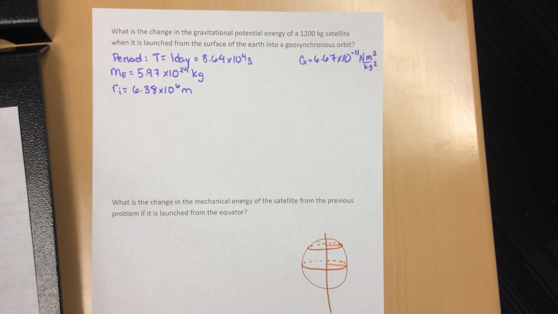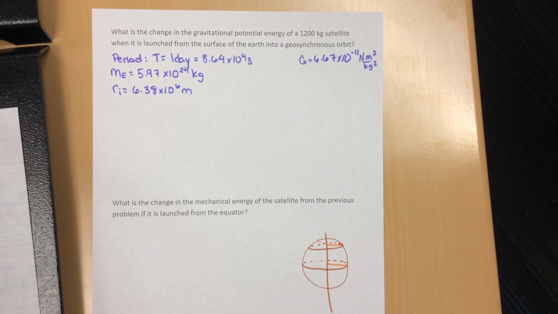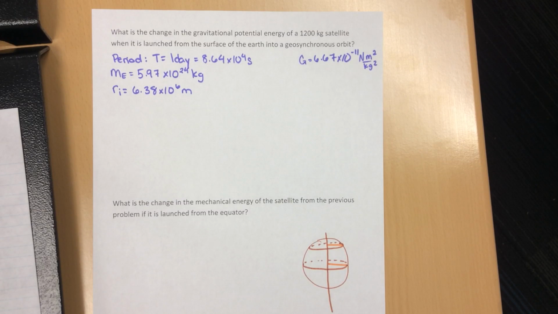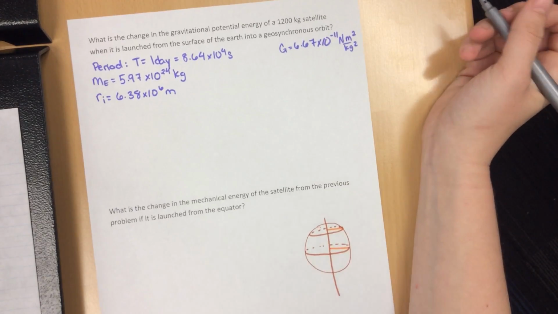All right, so we're ready for lesson 10, example 9. What is the change in gravitational potential energy of a 1200 kilogram satellite when it is launched from the surface of the Earth into a geosynchronous orbit? What we're looking at here is examining the gravitational potential equation as it relates to the much larger version.